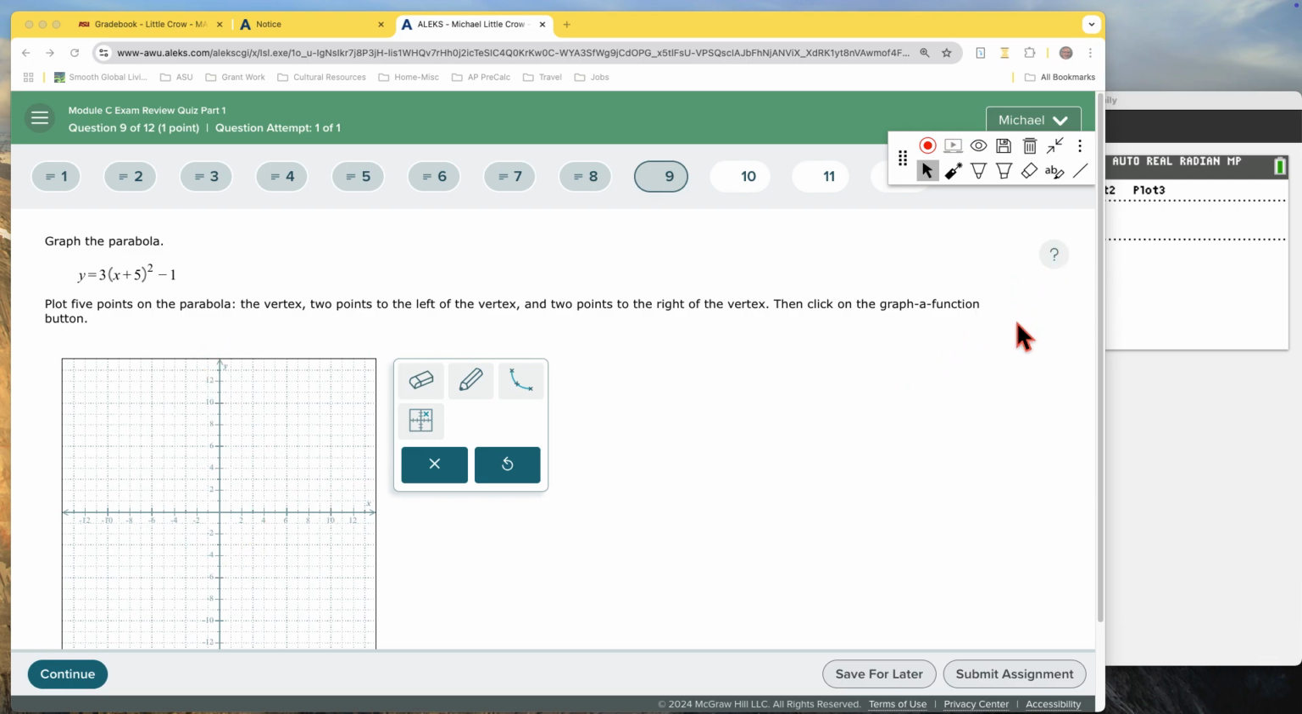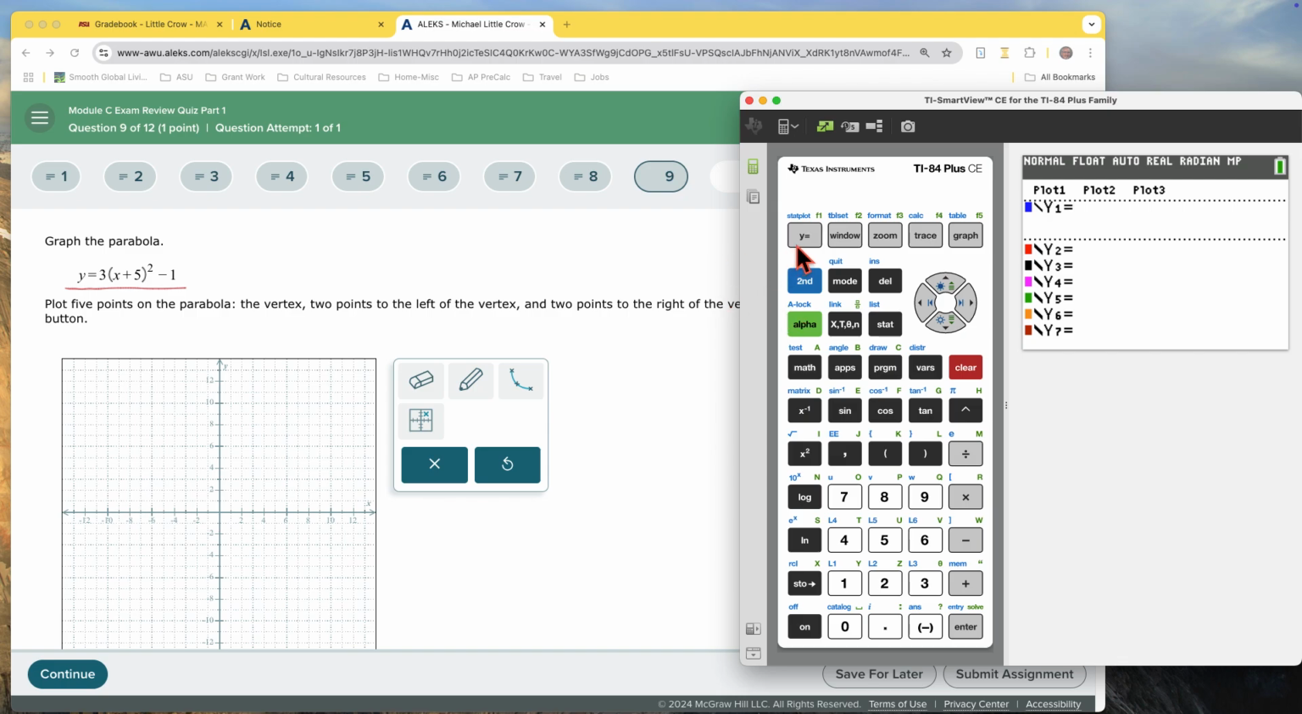Alex does not give us a graphing calculator, but the most straightforward way to do this is to use a graphing calculator. If not, we'll come back and take a look at the function itself. But I'm going to encourage you to come to the graphing calculator. I'm going to hit y equals. So here's the main screen, hit y equals.